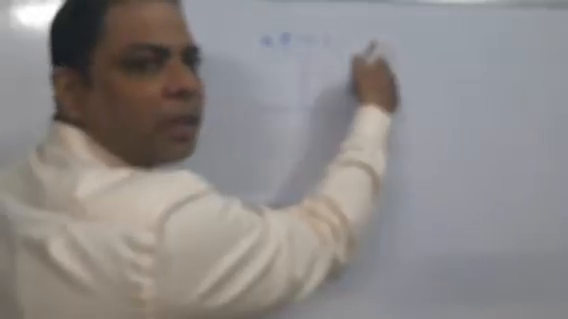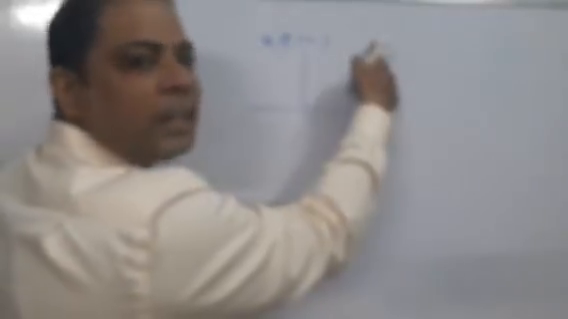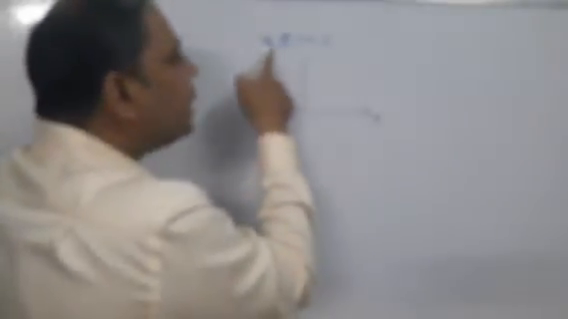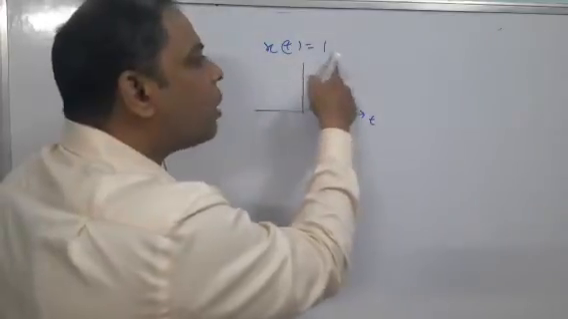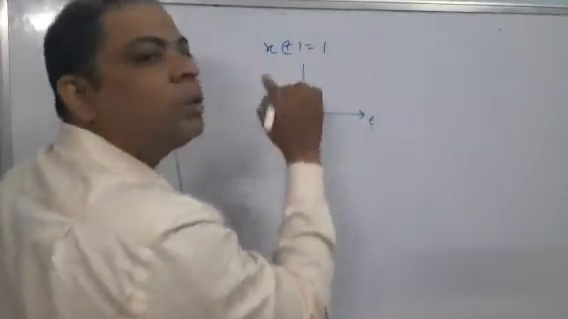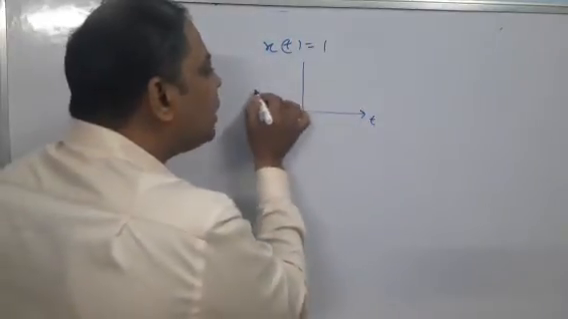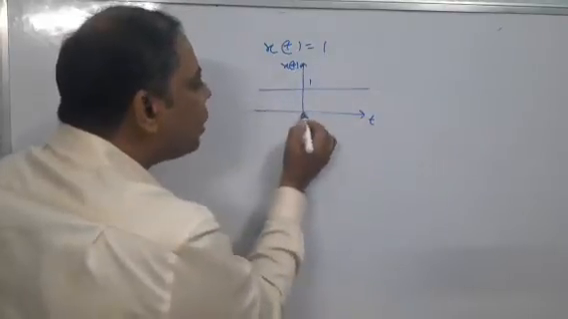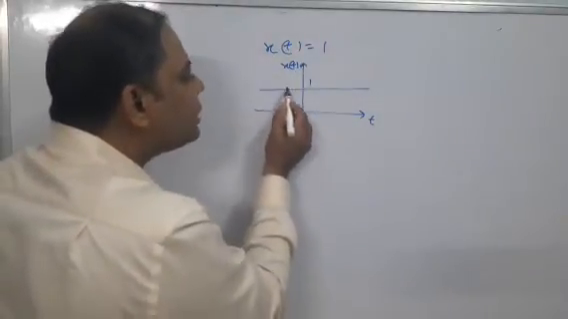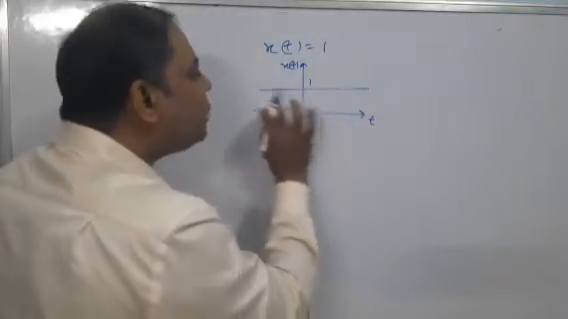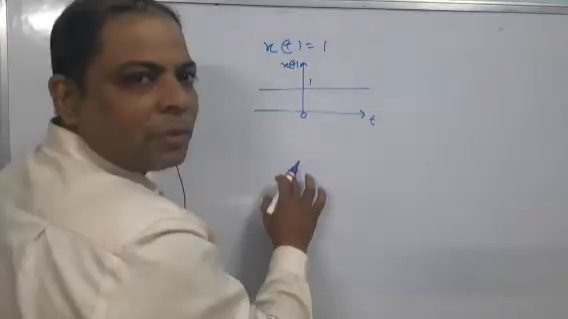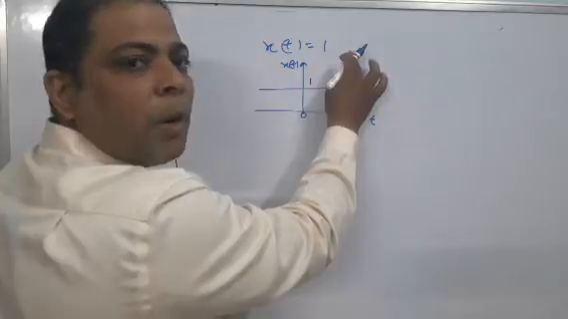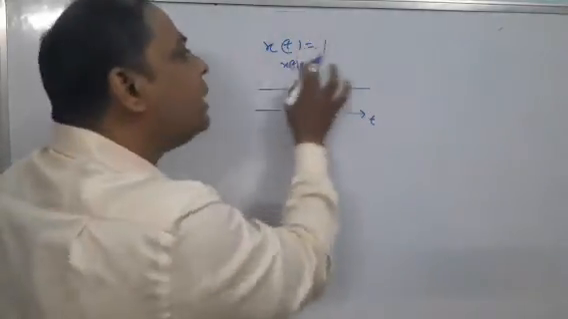If nothing is mentioned for t, that means you have to consider all t. The plot is for the entire time axis. Understood? It is given that x(t) is equal to 1 for all t. For all time, the x(t) value is equal to 1. So see here, this is 1, and this is your x(t). For every time it is 1, meaning constant. If there is no constraint for t, you have to imagine the plot is for all t, and for all t this value is 1.